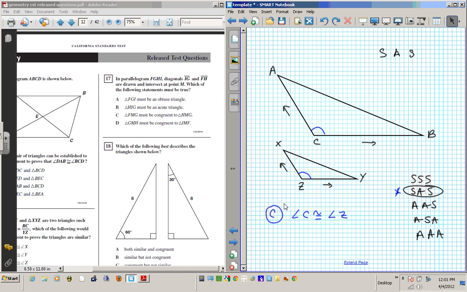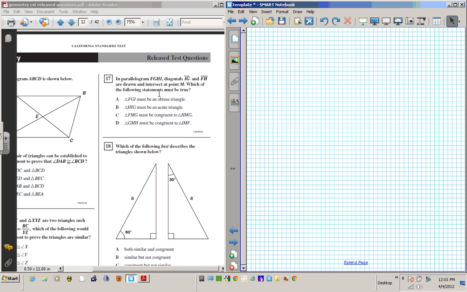Number 17 says in the parallelogram FGHI, IG and FH are drawn and intersect at point M. Which of the following statements must be true? So, we have a parallelogram with two diagonals that intersect at point M. Which of the following statements must be true? So, let's just draw an example of a parallelogram. See if I have an example here. Okay, there you have it.